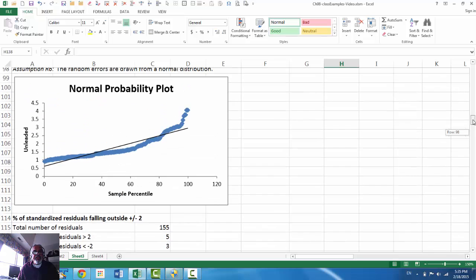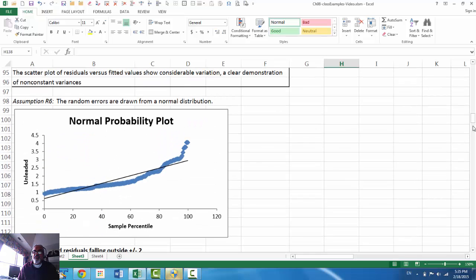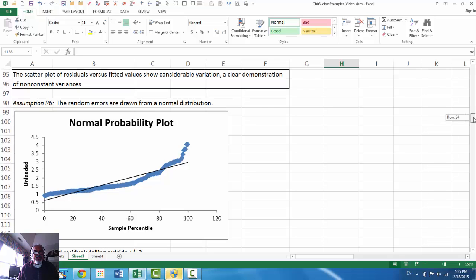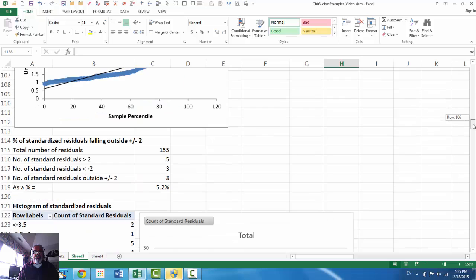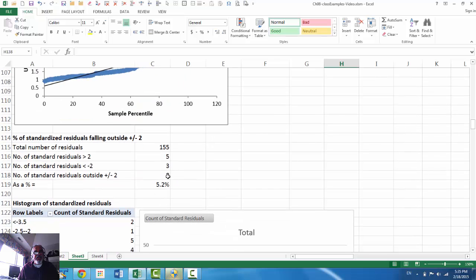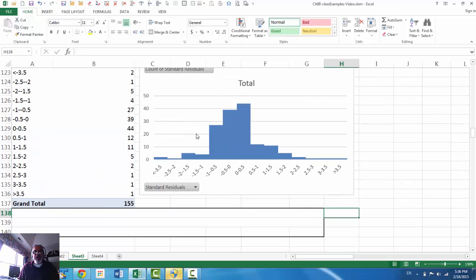So based on these three analyses, the normal probability plot is kind of inconclusive. It's not a good fit. But here only about 5% of the standardized residuals fall outside the plus or minus 2 limit, which is good and consistent with the normal distribution assumption. And the histogram, even though it is not a perfect bell shape, is somewhat like a bell shape. So based on all these three different plots, we can conclude that the normal distribution assumption is not violated.